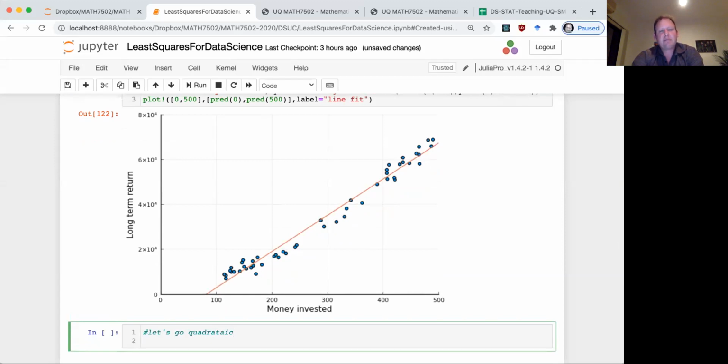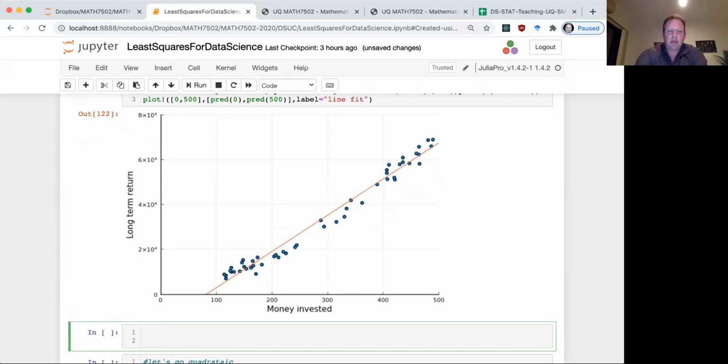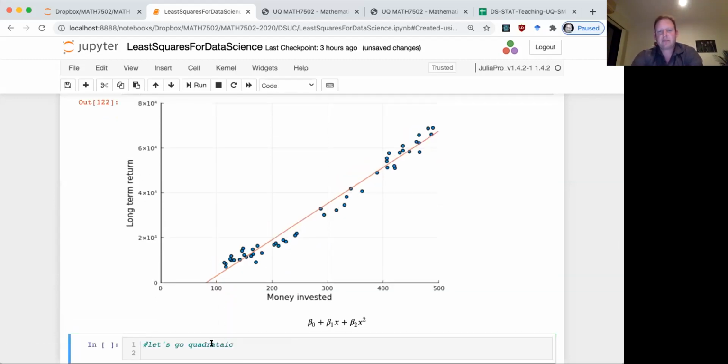What does that mean? Let me actually go up and write it in. So the model is going to be beta 0 plus beta 1 x plus beta 2 x squared. That's going to be the model. So what's going to be the design matrix? Before we had two unknowns, beta 0, beta 1. Now we have 3.